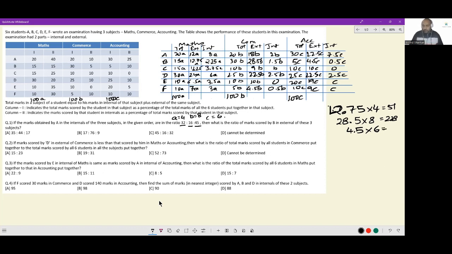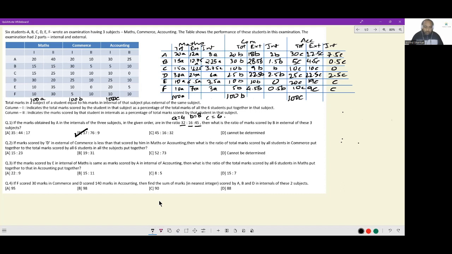And 4.5 into 6, so 27. I can cancel out 3's. The ratio will turn out to be 17 is to 76 is to 9. Or option B will be the answer. Okay. First question is taken care of.